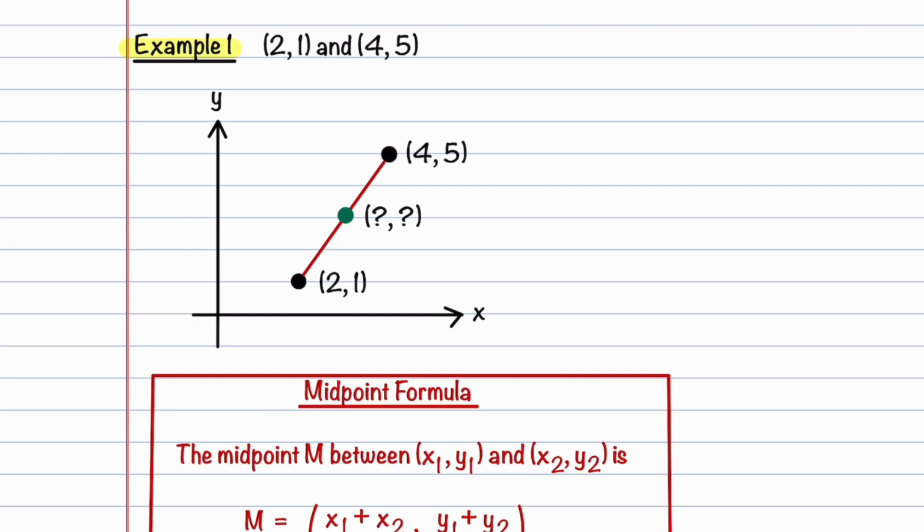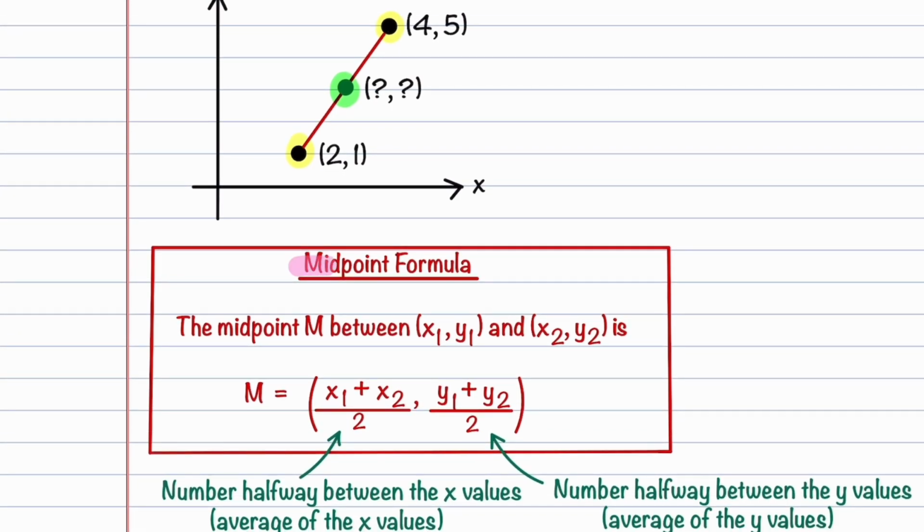In this example, we're going to find the midpoint between (2, 1) and (4, 5). This is the same as finding the midpoint of the line segment with these two endpoints. The midpoint between these 2 points is the point located halfway between them. The midpoint formula is going to help us find this point. To apply the formula, we're going to take our point on the left and label it as x1, y1. And we're going to take our point on the right and label it as x2, y2.